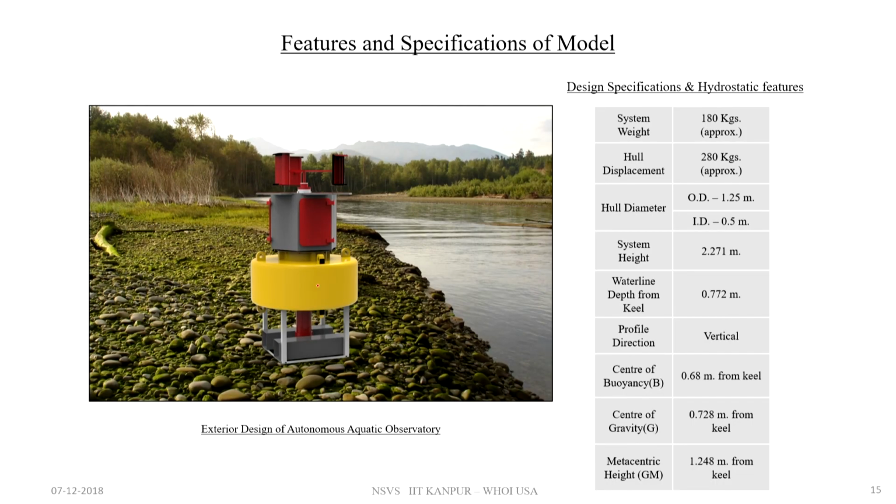Now, the final specifications: the system weight came out to be approximately 180 kg. The hull displaces about 280 kg. So, there is a good stability margin in the system. Hull diameter, I already told you, is about 1.25 meter, coming from the requirement of the sensors. System height also comes from the same requirement. Water line depth from the keel comes out to be 0.772 meter, which is okay for such a system.